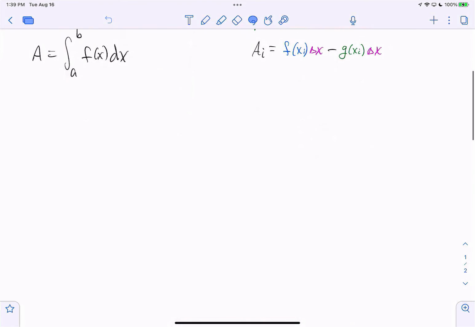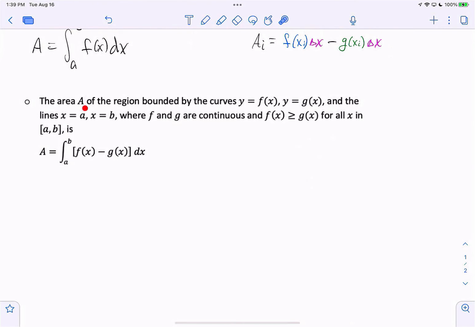The result is the following. The area A of the region bounded by curves y equals f of x and y equals g of x, and the lines x equals a, x equals b, where f and g are continuous, and f is at least as big as g for all x in the interval from a to b, is A equals the integral from a to b of the integrand f of x minus g of x dx.